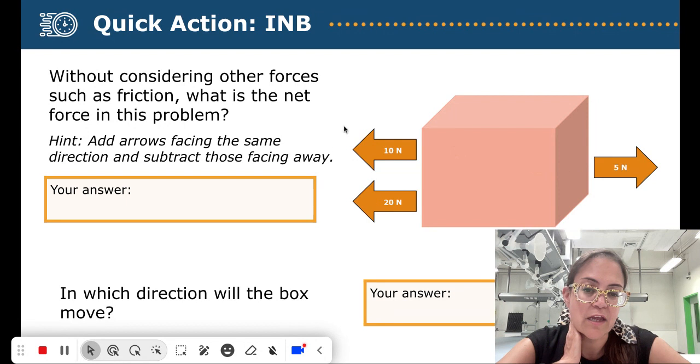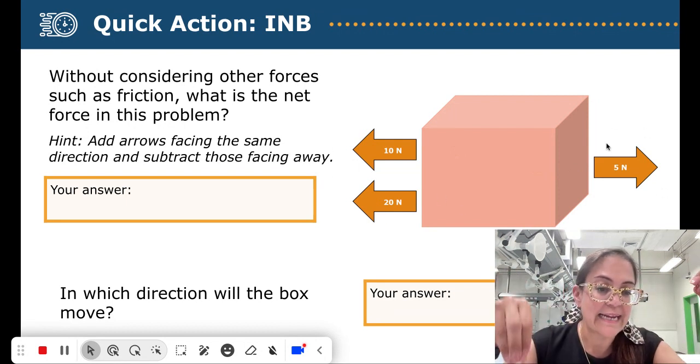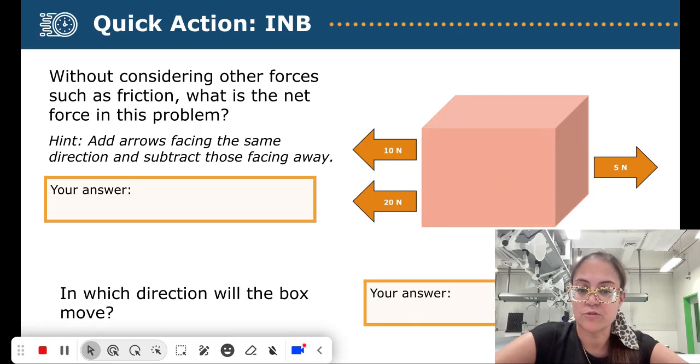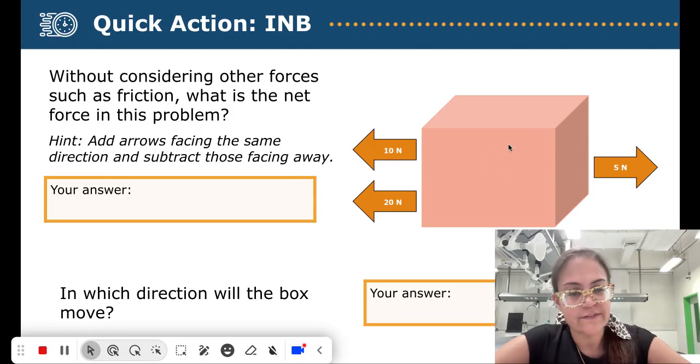So we are going to take 30 minus 5, because again, they are working against each other. 30 minus 5 is 25 newtons. So 25 newtons is the force of the motion, and it will be moving to the left because this side of the box has more forces on it. So 25 newtons to the left.